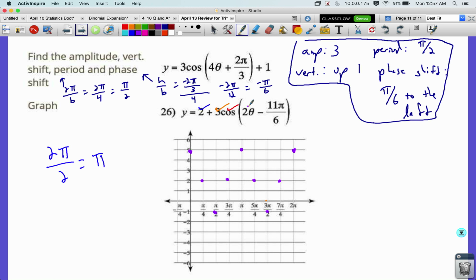All right, and then the last thing is to deal with the phase shift. So that's h over b, which is 11 pi over 6. Leave the negative behind. It's not actually part of h. All over 2, which becomes 11 pi over 12. And that's to the right. But the period here is only pi. So moving 11 pi over 12 to the right is the same as moving 1 pi over 12 to the left, which would be just not even half a unit here. It'd be a third of a unit. So all of these purple dots are just going to move just a little bit to the left, which is the same as moving this purple dot all the way over to the right here.